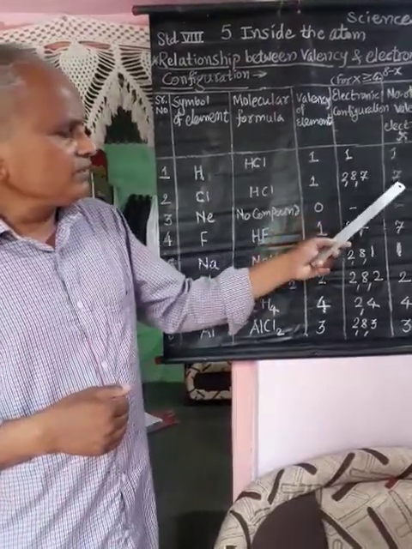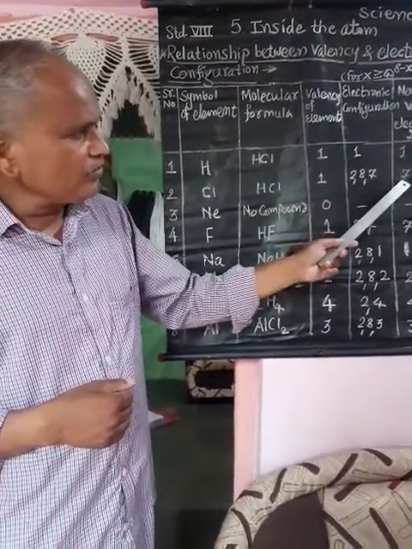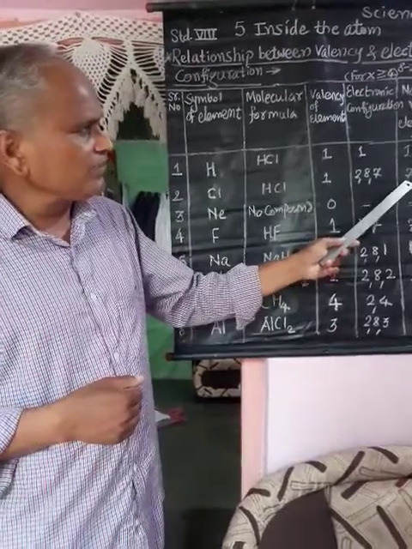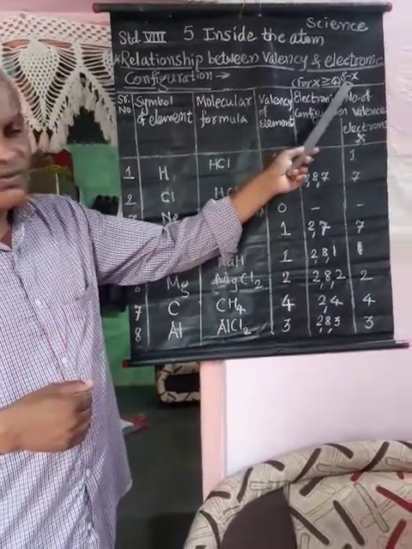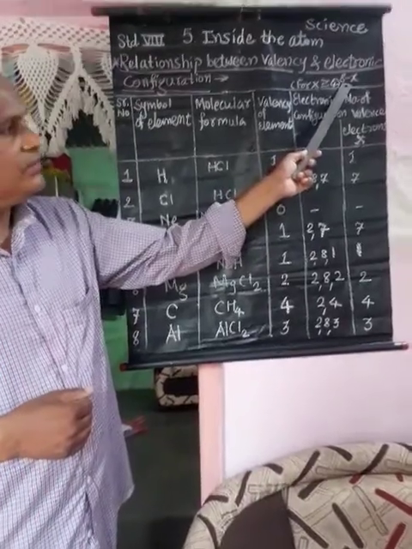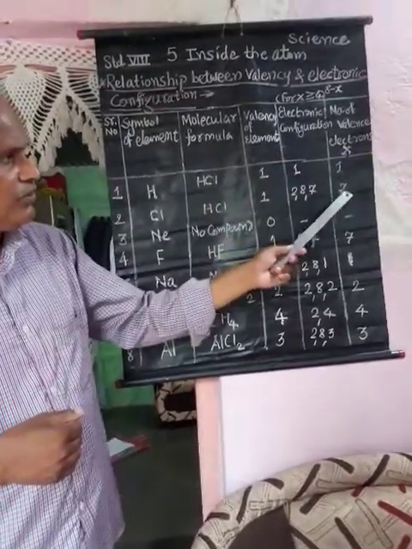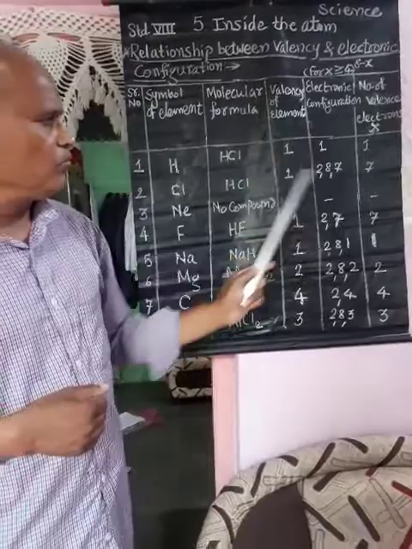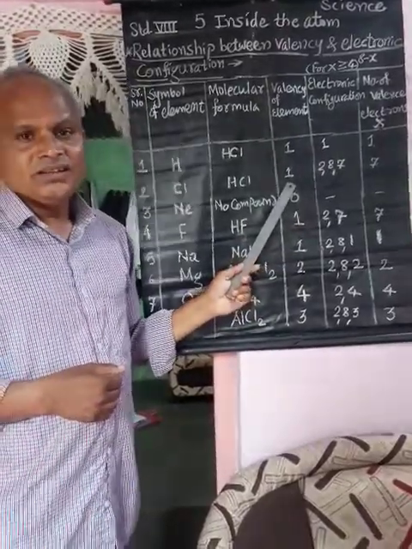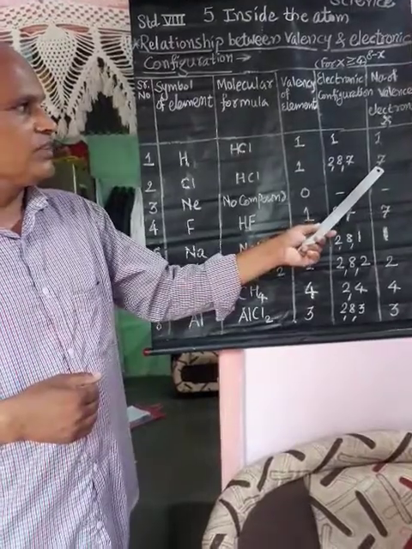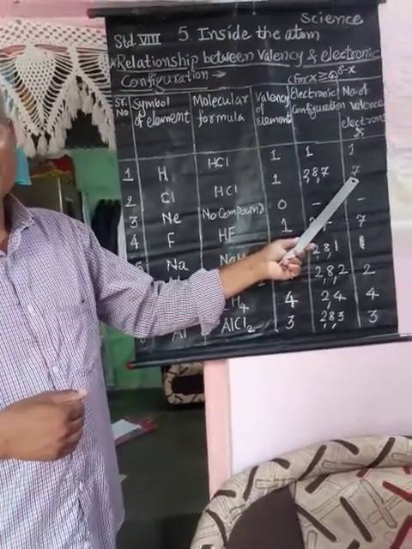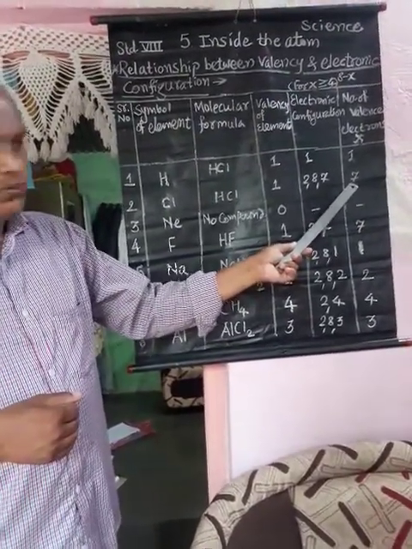So the value of X is more than 4. That's why if it is more than 4, then you have to use this formula 8 minus X. So 8 minus X is 8 minus 7, which is equal to 1. So in this way the valency of this element is matching when this number, that is called the value of X, is 4 or more than 4.